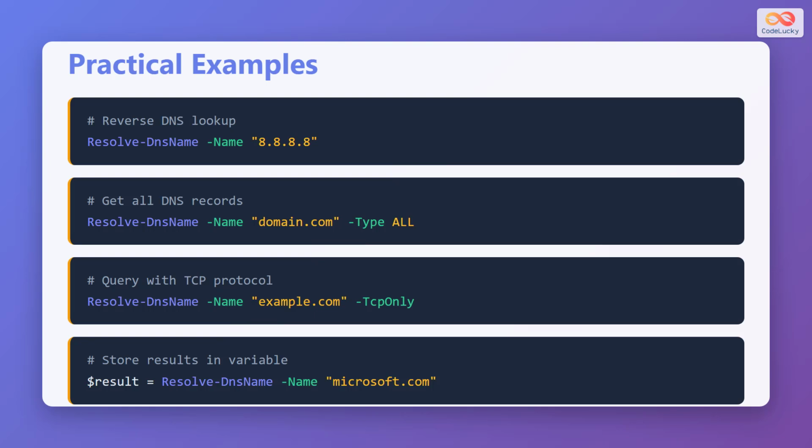Here are some practical examples. For reverse DNS lookups, where you resolve an IP address back to a hostname, simply provide the IP address as the -Name value, such as 8.8.8.8. To retrieve all DNS records for a domain, use -Type ALL. If you need to force the use of TCP protocol instead of UDP, add the -TcpOnly parameter. Finally, you can store results in a variable for further processing by assigning the output, like $result = Resolve-DnsName -Name Microsoft.com. This allows you to manipulate and analyze the DNS data programmatically within your PowerShell scripts.